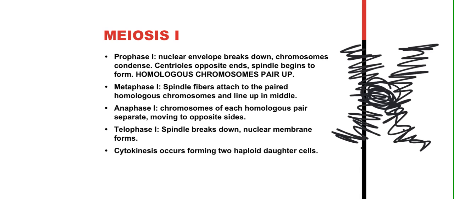In prophase 1, the nuclear envelope breaks down, and that's what's happening in prophase in mitosis. The chromosomes condense and they form into those X structures. Centrioles start to move to the opposite sides of the cell. The spindle forms. The biggest and most important thing that happens here is that homologous chromosomes pair up. This is very unique to prophase 1. Homologous chromosomes, not chromatids, pair up.